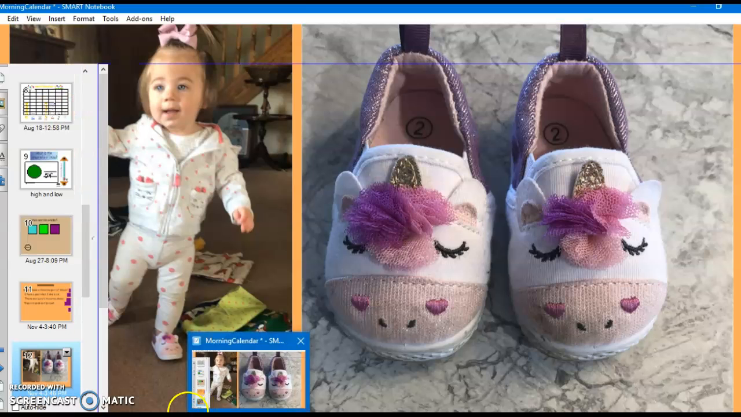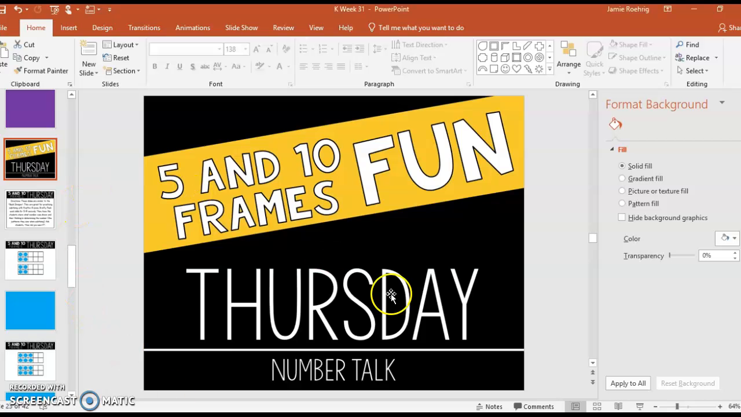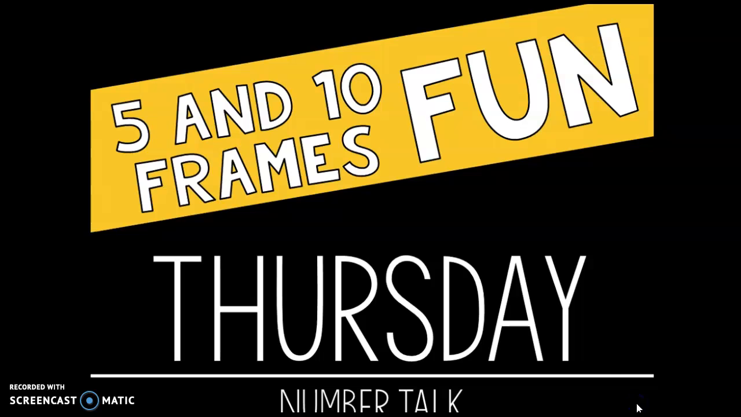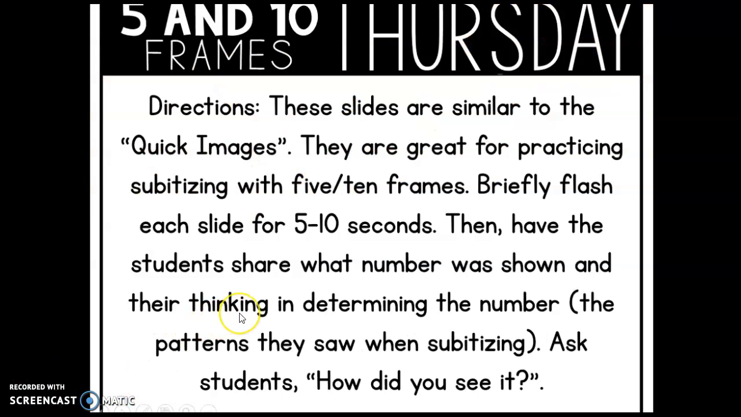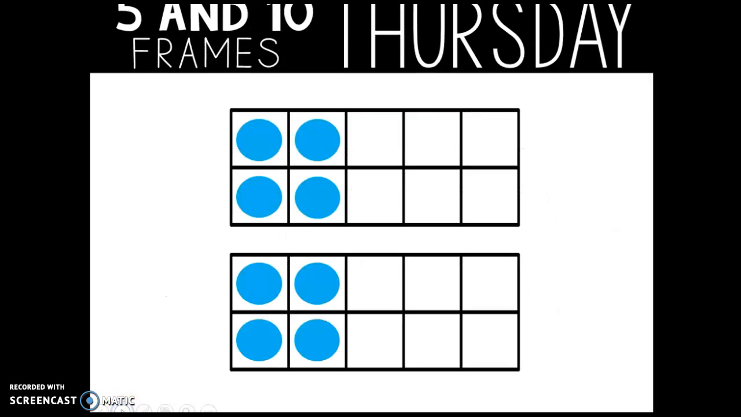We're going to go ahead and go into number talks, and today is 5 and 10 frames fun on our Thursday. So this is very similar to Quick Images Wednesday. Remember, I'm going to show you the slide for just 5 to 10 seconds, and you are going to try and figure out what number is shown, okay? So only 5 to 10 seconds. Now in our classroom, you had to keep that number in your brain, but since you're at your house right now, you are allowed to shout it out. Okay, let's go.